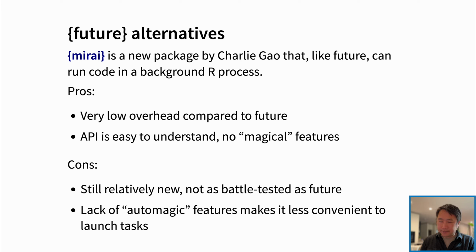So one promising alternative or complement to Future is called Mirai, which I believe is just Japanese for future. And it's a new package by Charlie Gao that is similar to Future in that it can run code in a background R process. The good thing about this Mirai package is that it's super low overhead compared to Future. It's very, very fast. And it's designed to be very simple and easy to understand. So there's very little magic that it does for you.